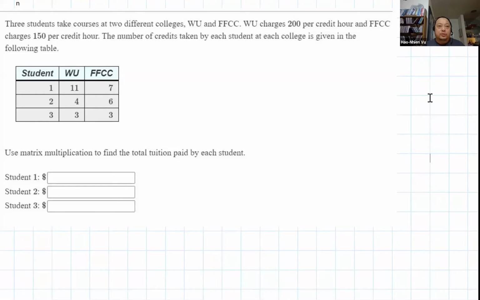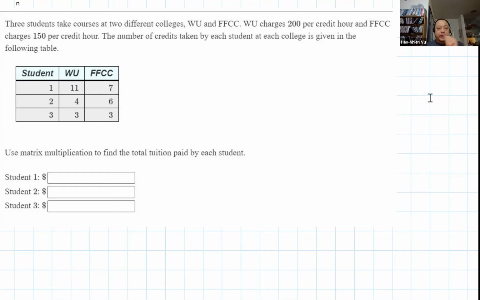Let me do this homework problem. Three students take courses at two different colleges, WU and FCC. WU charges $200 per credit hour, which is equivalent to our unit, and FCC charges $150 per credit hour. The number of credits taken by each student at each college is given in the following table.